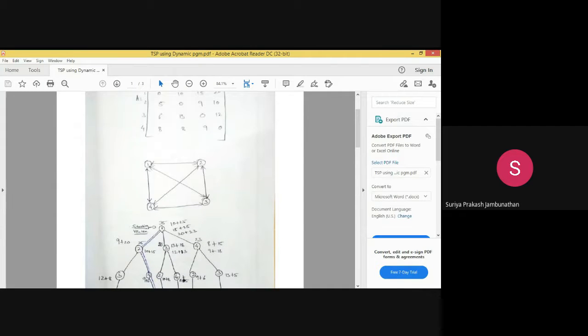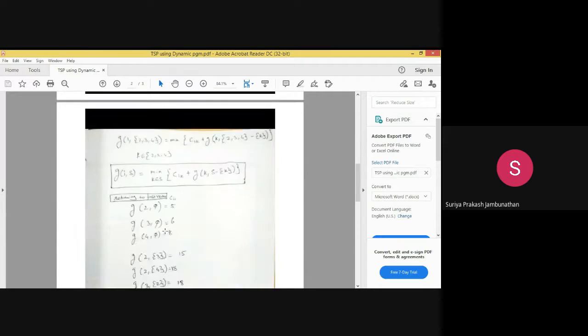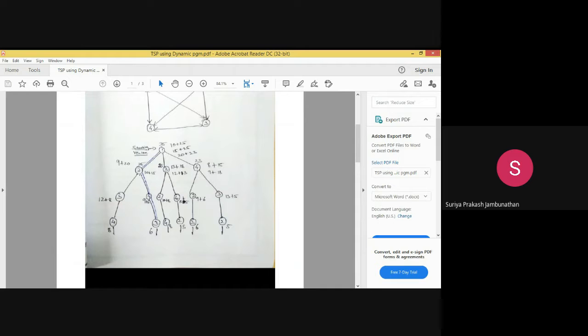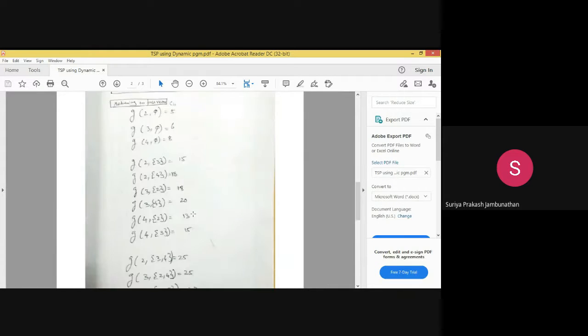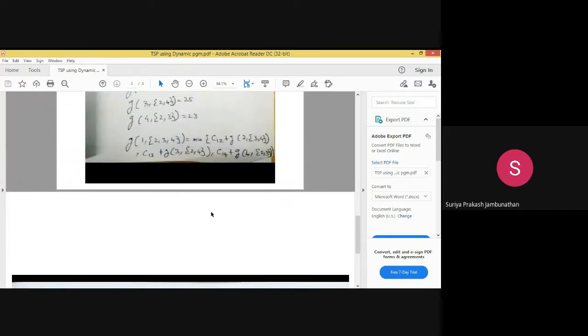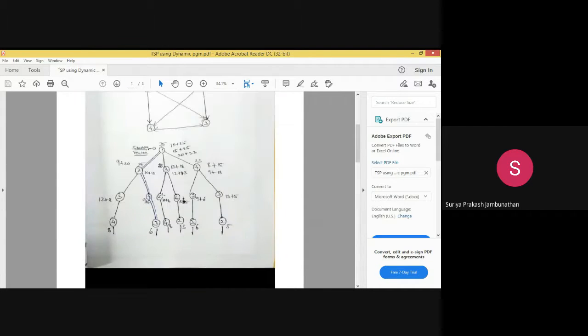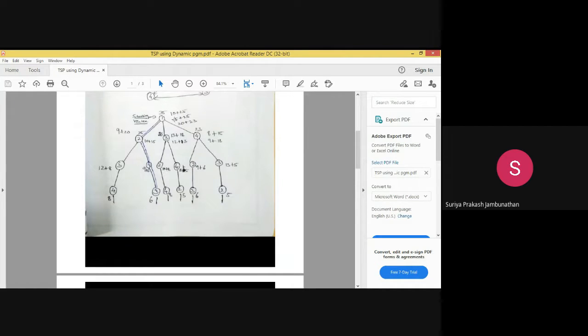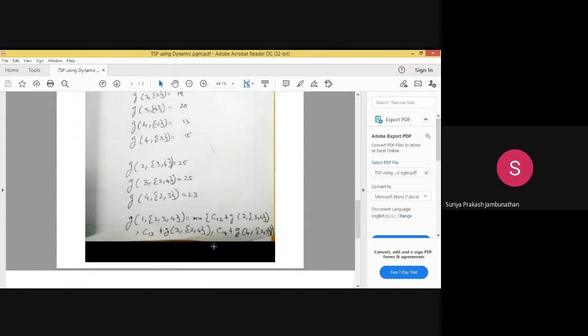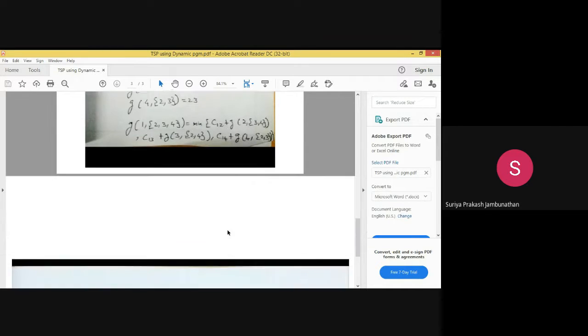So for the root node, what is the value? We are having three options. One is 1 comma 2, with 2 having two subnodes 3 comma 4, that we are expanding like this: C of 1 2 plus G of 2 comma 3 comma 4. Another one is C of 1 comma 3 plus G of 3 comma 2 comma 4, and C of 1 comma 4 plus G of 4 comma 2 comma 3. So those are the three split ups, all three edges from 1. Those values we are adding here.